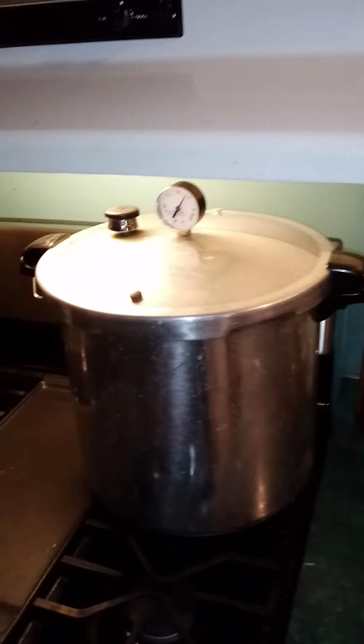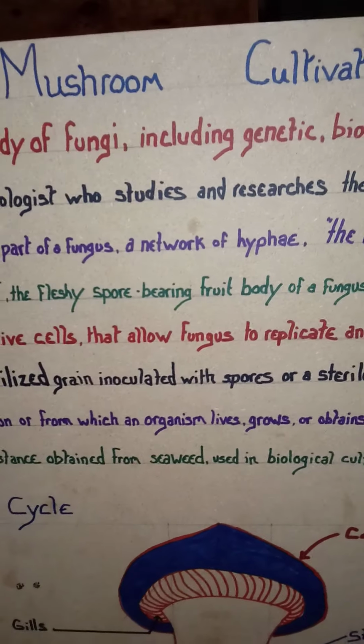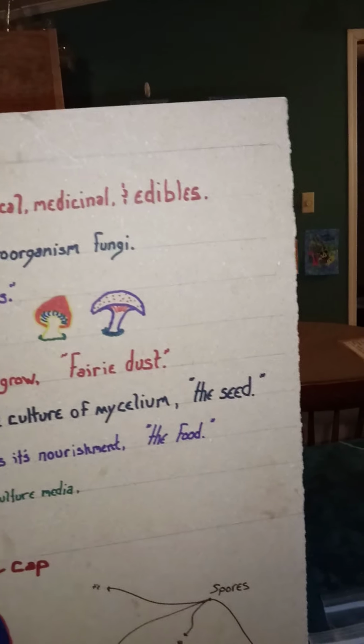So that's what I'm doing now, is I am pressure cooking some grain spawn. What is grain spawn? Sterilized grain inoculated with spores or a sterile culture of mycelium. Basically the seeds. I'm basically making the seeds right now. So I can either inoculate it one of 2 ways. I could do the syringe with the liquid culture, which is faster, or I could take a piece of agar out and put it into there.